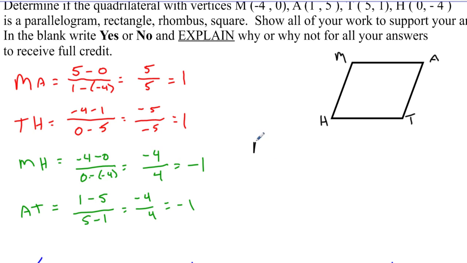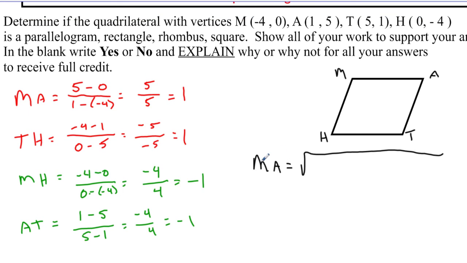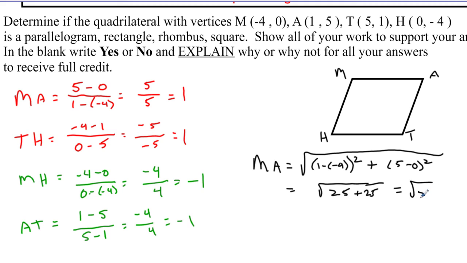So we're going to do MA, that's the one on the top, and we have to use the distance formula, which is a big radical, and we're going to subtract the x values. So I'm going to come up here so we can see M to A. I'm going to say 1 minus negative 4, squared, plus 5 minus 0 squared. Okay, so I'm going to simplify this. This looks like 5 squared, which is 25. This looks like 5 squared, which is also 25. So it looks like I have the square root of 50.